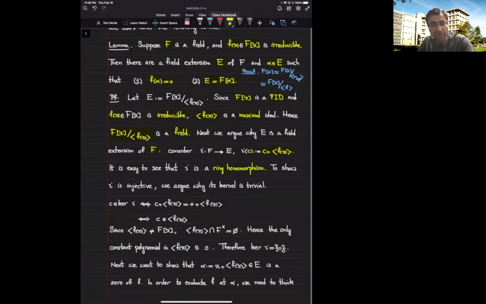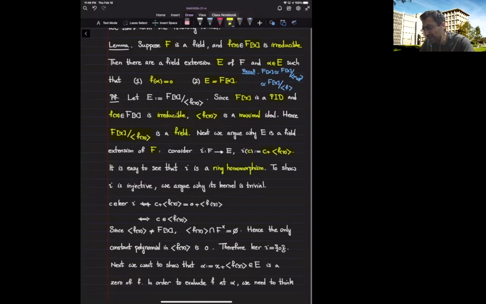That means the kernel cannot be the entire F, but F is a field. A field has only two ideals. It's either zero or the entire field. And that means the kernel of I is a proper ideal of the field F, which implies that it is the zero ideal, which means the kernel is indeed trivial, and therefore I is an injective ring homomorphism.